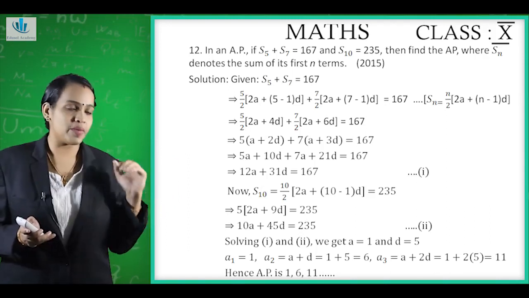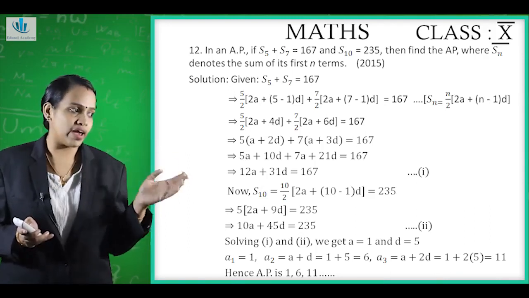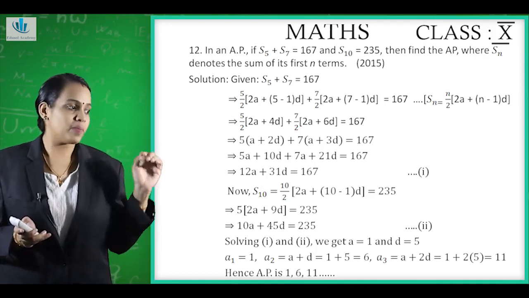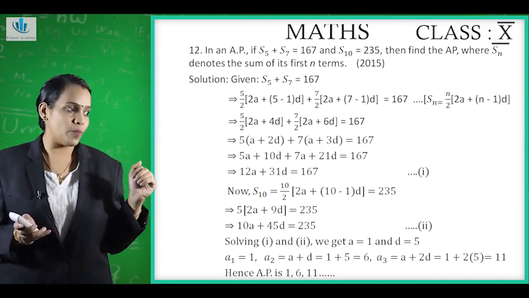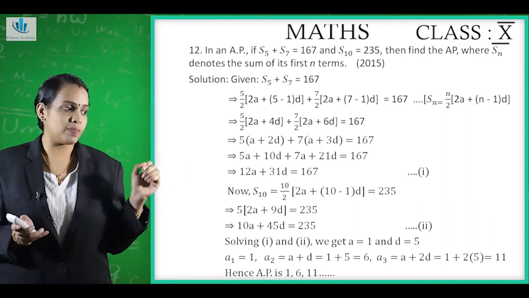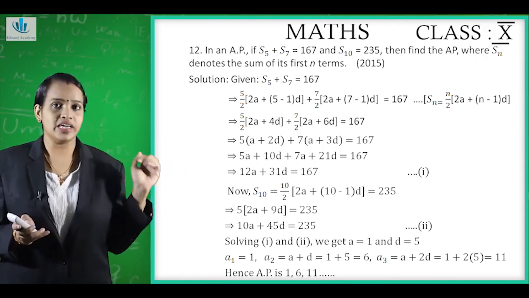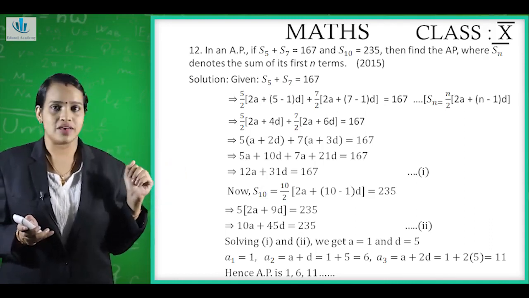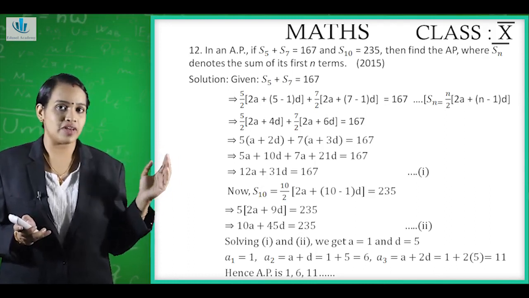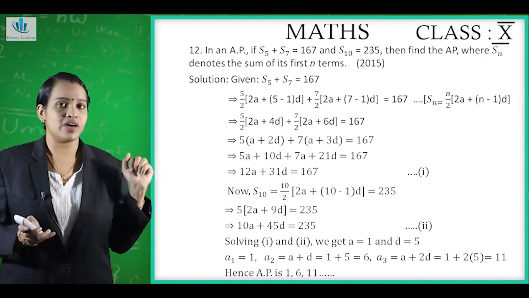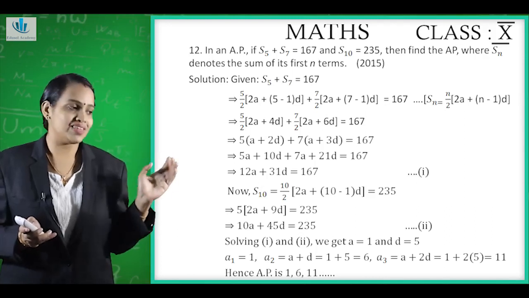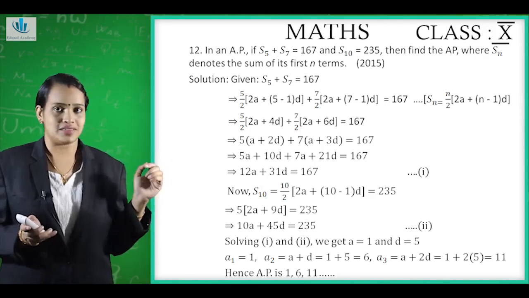Now we will open the bracket. So we have to multiply 5 with it. So 5a plus 10d plus, now here also we have to open the bracket, so 7a plus 21d, which is equal to 167. Therefore 5a plus 7a becomes 12a, plus 10d plus 21d becomes 31d, which is equal to 167.